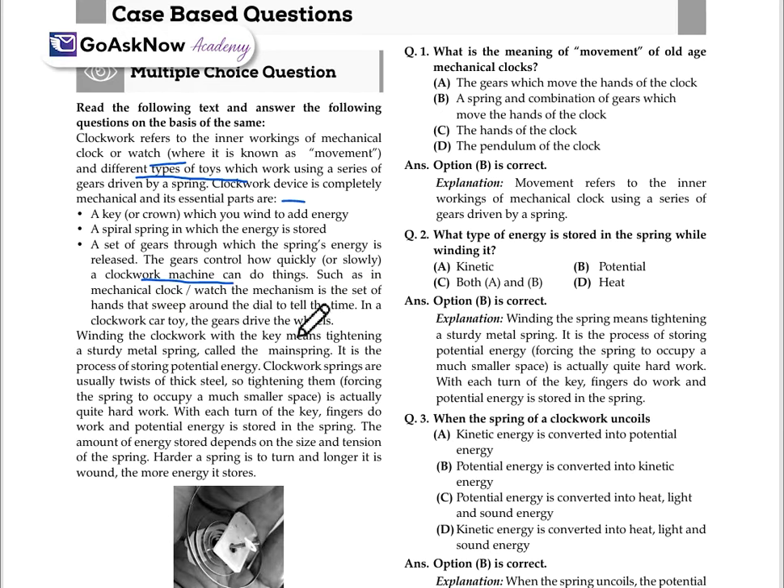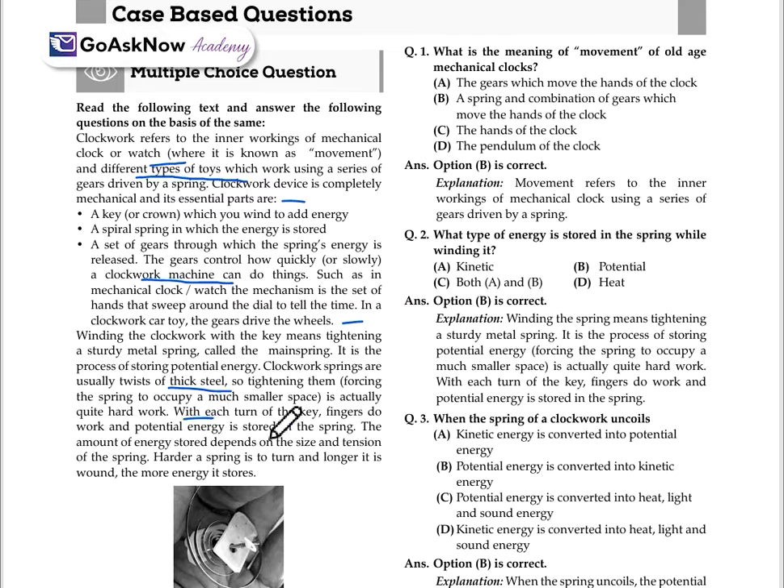In a clockwork toy car, gears drive the wheels. Winding the clockwork with a key means tightening a sturdy metal spring, called its mainspring. It is a process of storing potential energy. Clockwork springs are usually twists of thick steel, and tightening them, forcing the spring to occupy a smaller space, is actually quite hard work. Within it is simply the case of storing potential energy.